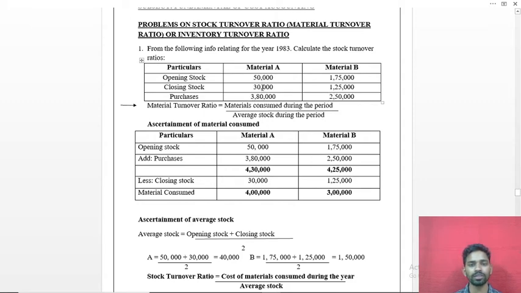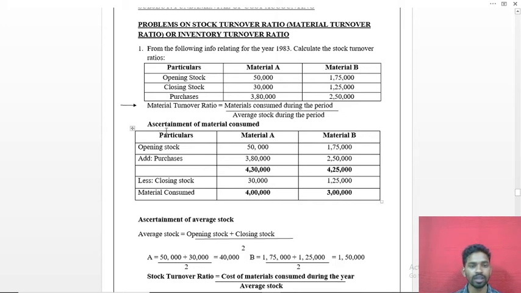With the help of this information we have to calculate the stock turnover ratio. The formula of the material turnover ratio is material consumed during the period divided by average stock during the period. First of all we will ascertain the material consumed. Keep in mind, the stock turnover ratio is the cost of material consumed during the year divided by average stock, so we should know the cost of material consumed during the year. First we will ascertain this.